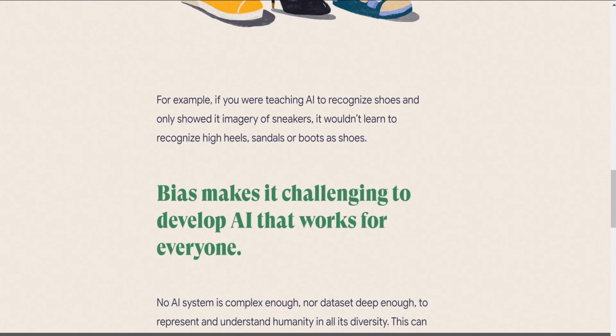So now you know what bias in AI means, and don't forget to check out atozofai.withgoogle.com to learn more about bias and other terms of AI.